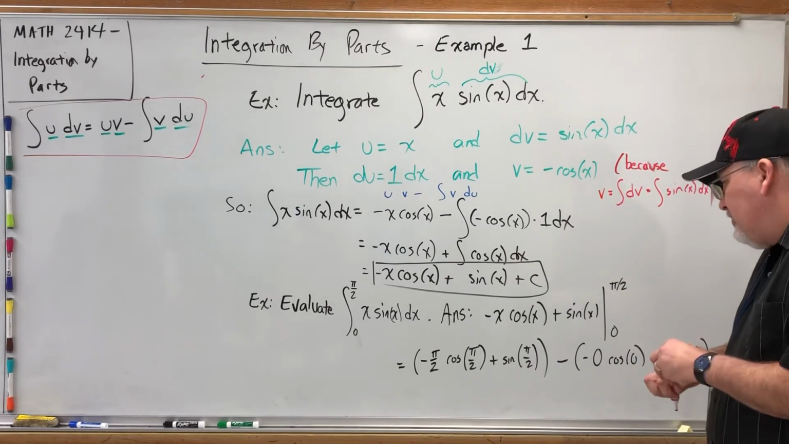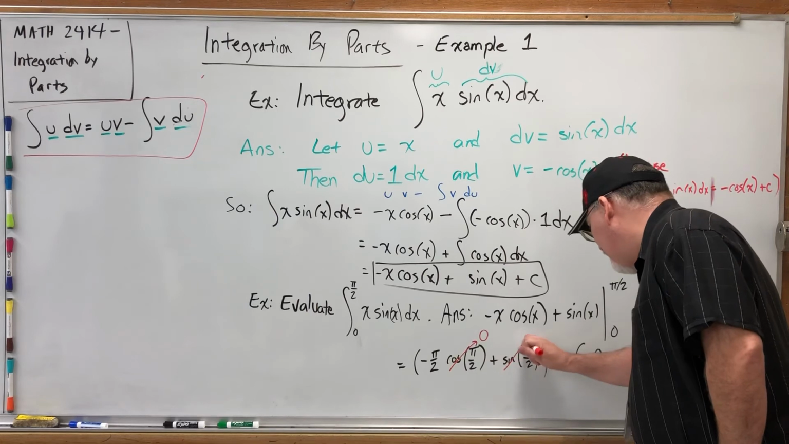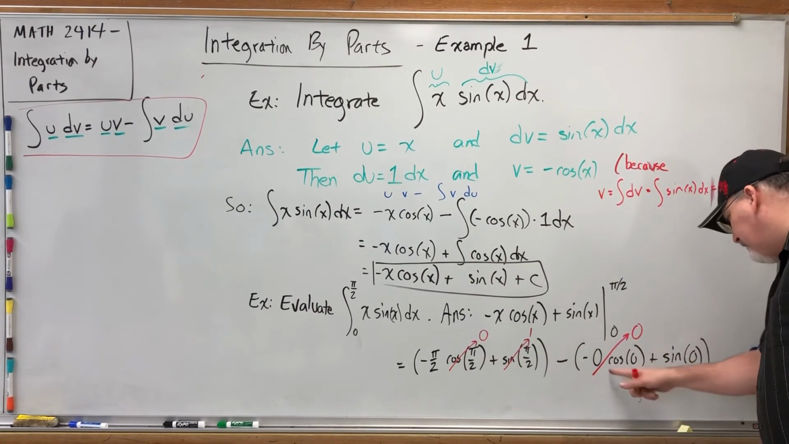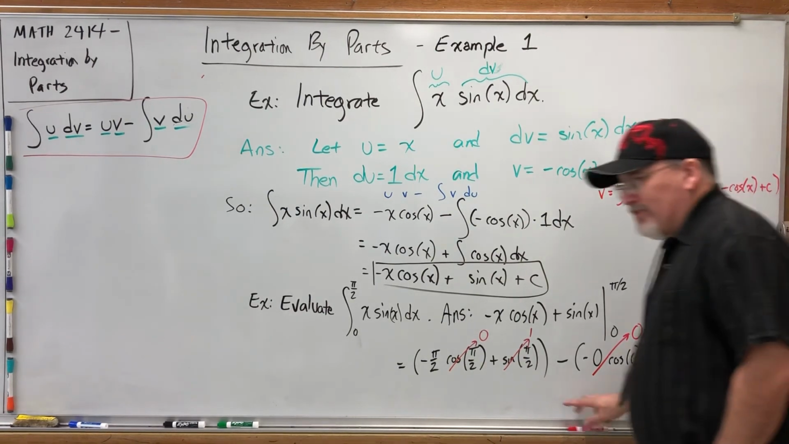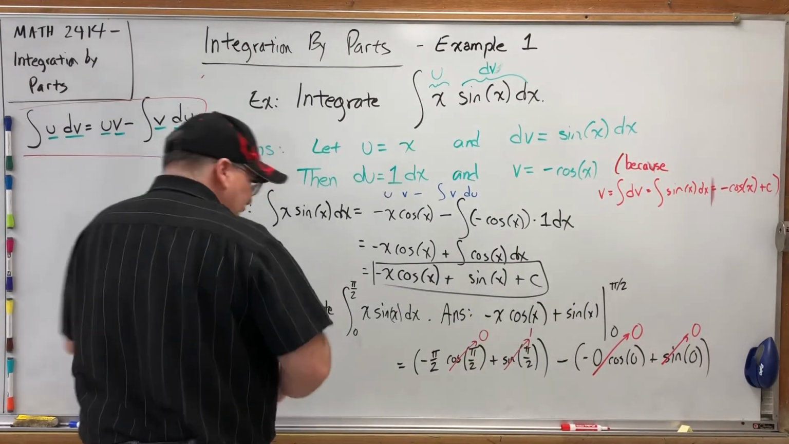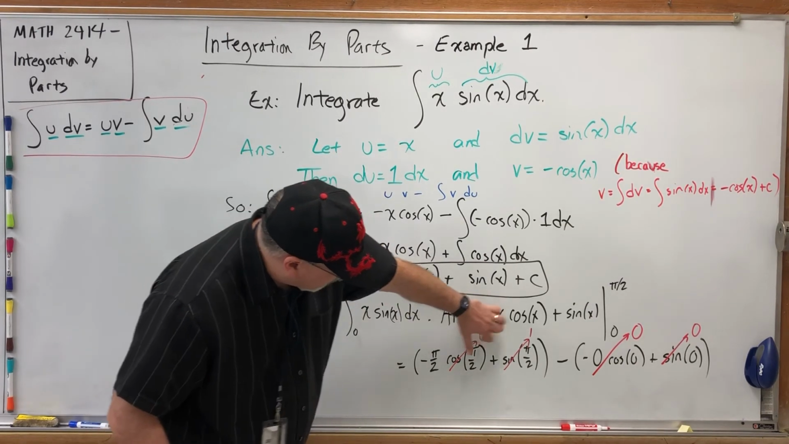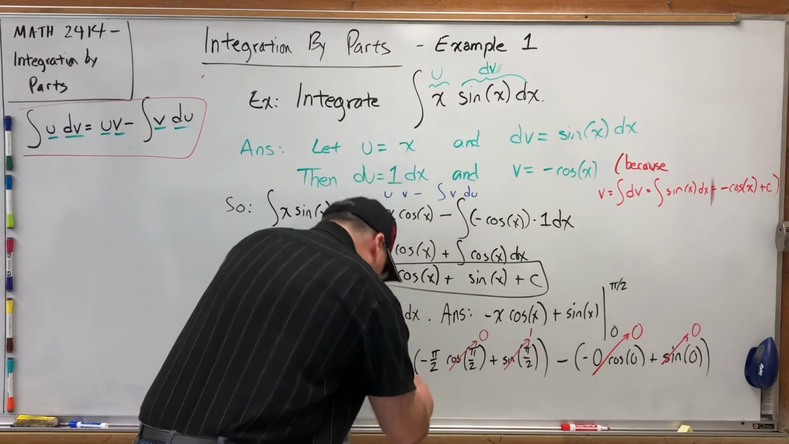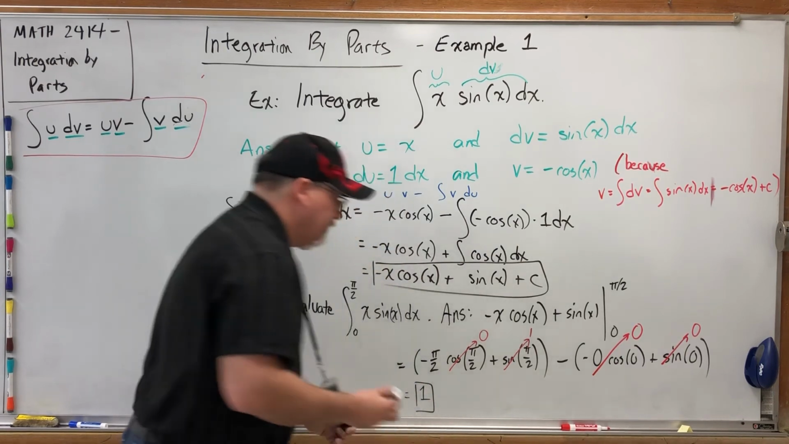But without further ado, cosine of pi over 2 is 0. Sine of pi over 2 is 1. Well, 0 times anything is 0, but cosine of 0 is 1. Sine of 0 is 0. So let's see what's left. We're left with 0, because negative pi over 2 times 0, plus 1, so we got 1, minus a bunch of zeros. So this integral just ends up being a piddly little 1.